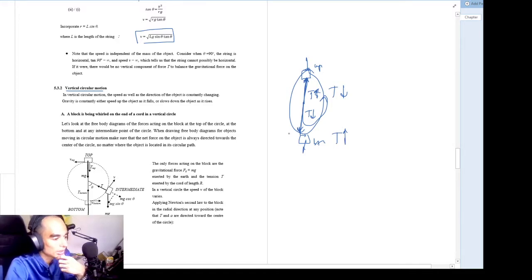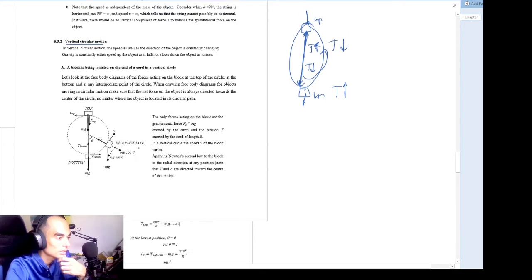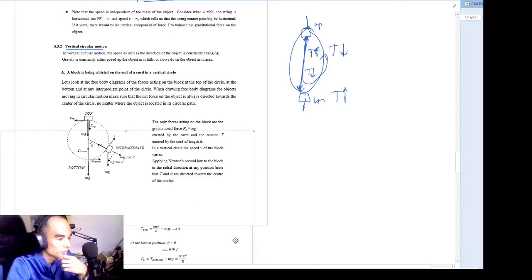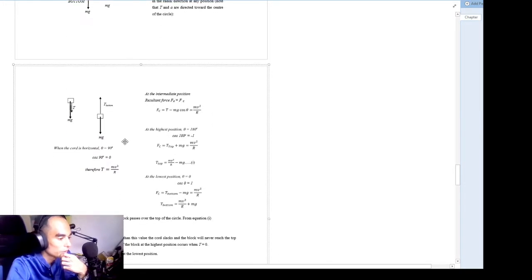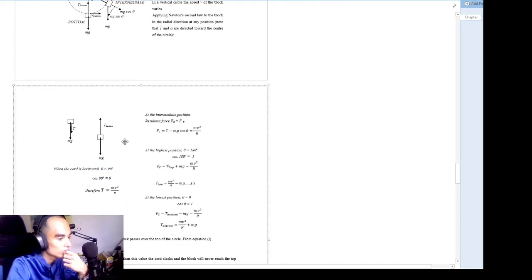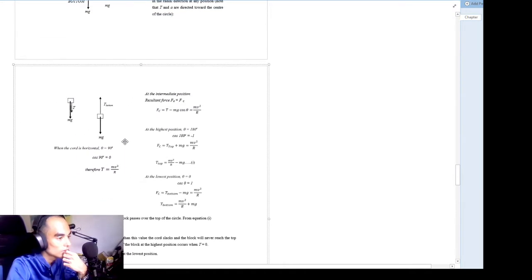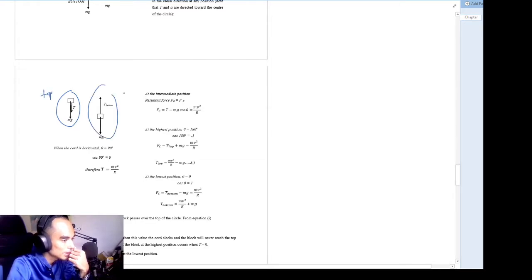This is because of the acceleration of the circular motion. During circular motion, at the top, when the basket or any object is at the top, the acceleration is pointing down. So the mg is also pointing down.